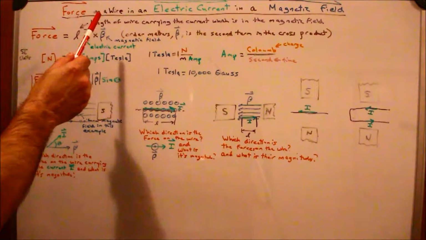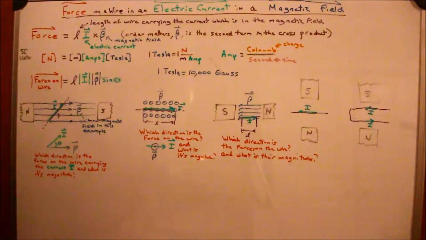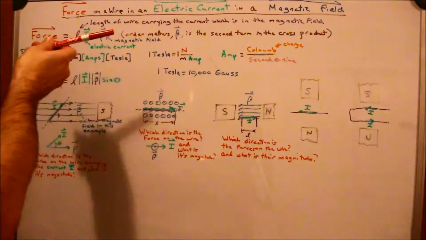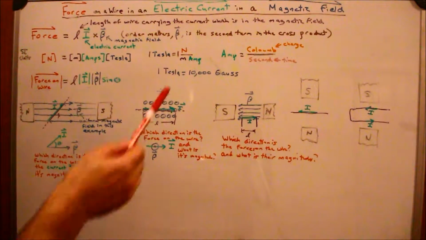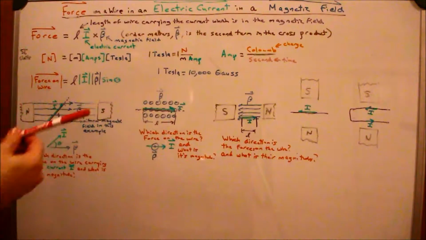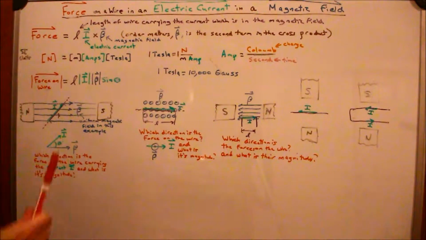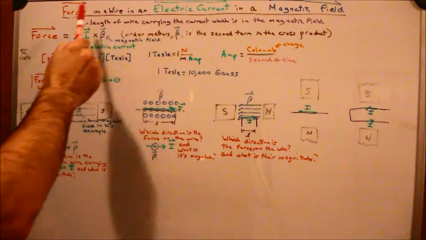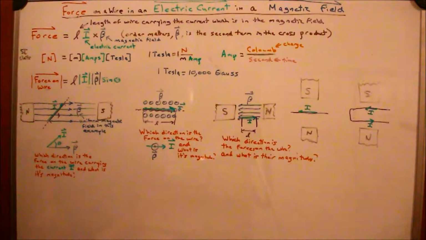In this video, I'm going to talk about the force which is acting on a wire, where the wire has an electric current flowing through it, and this wire is in a magnetic field. And first thing is, force, electric current, and magnetic field are all vectors because they all have directionality.